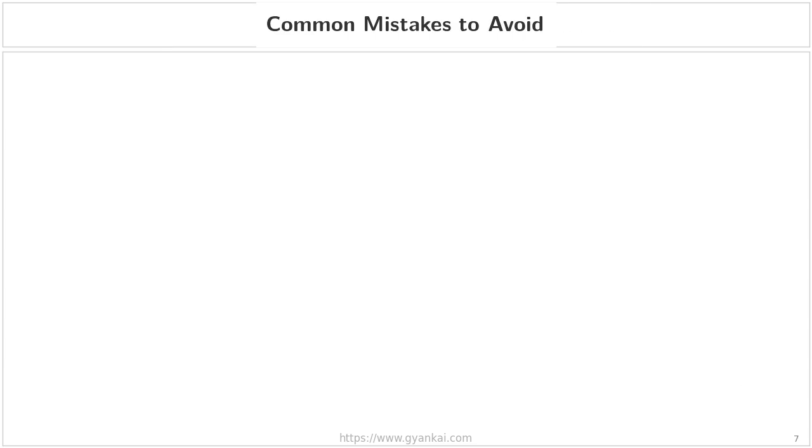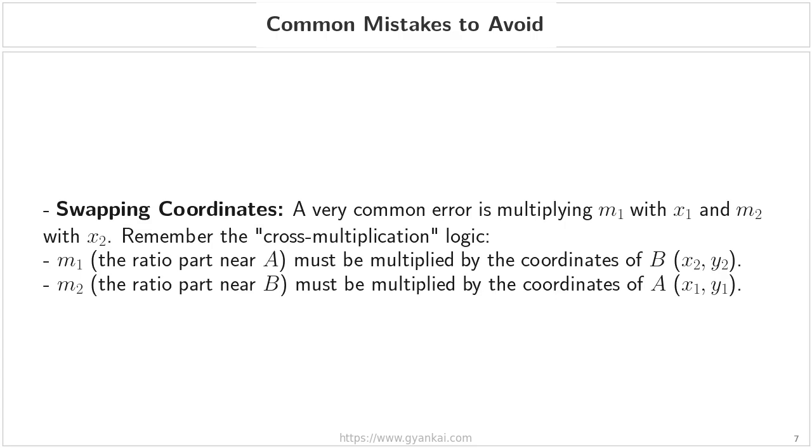Common mistakes to avoid. First, let's talk about swapping coordinates. This is perhaps the most frequent error students make. It happens when you accidentally multiply the first part of the ratio, m1, by the first x-coordinate, x1, and m2 by x2. To avoid this, I want you to remember the cross-multiplication logic.